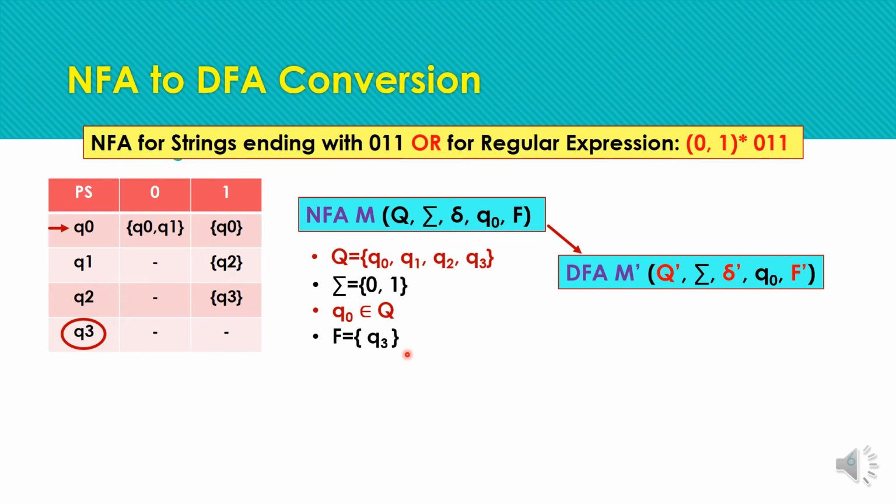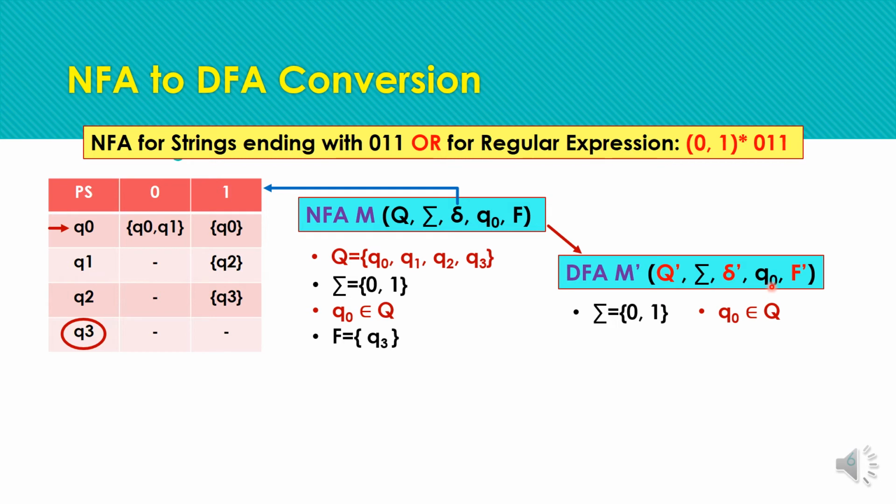Next, for the DFA machine, that is M dash, the transition function for the NFA is defined with this transition table. Now coming to the DFA M dash, two tuples, that are input symbols and initial state, are the same as the NFA. That's why we have named them as only sigma and only q naught. But the rest of the tuples are going to be different in the case of the DFA machine.